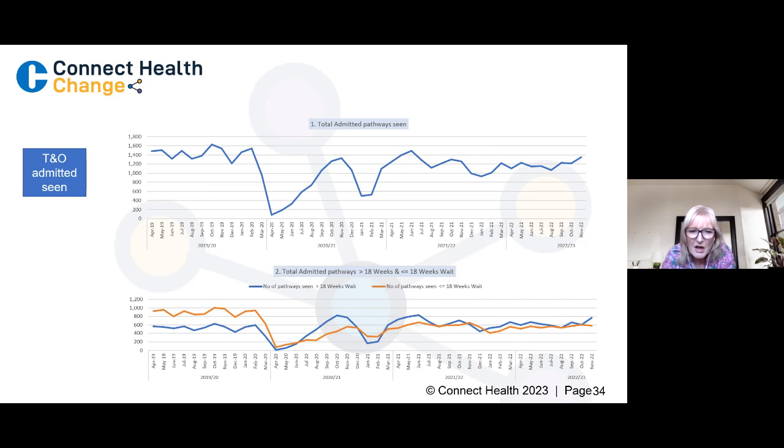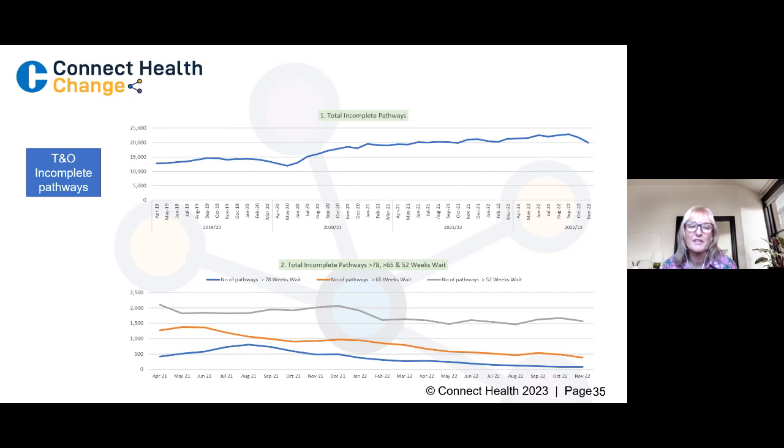So the lower graph breaks them down into the two, and you can see there that the number of pathways in the greater than 18 weeks has increased, but the number seen in less than 18 has reduced. We go on to the next slide. The incomplete pathway, so the waiting list for Trauma Orthopedics, which is quite stark really, sort of increasing from May 20 onwards, although you can see in the longer waiters in the lower graph for 78, 65 and 52, they are reducing.